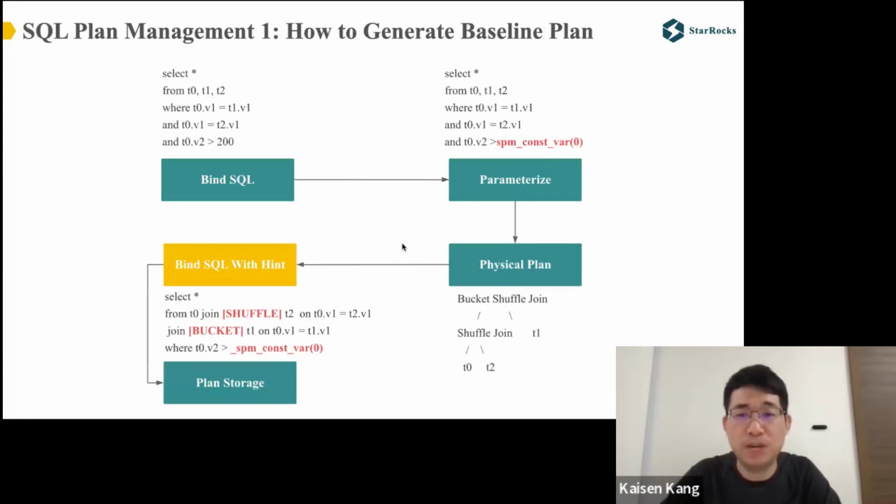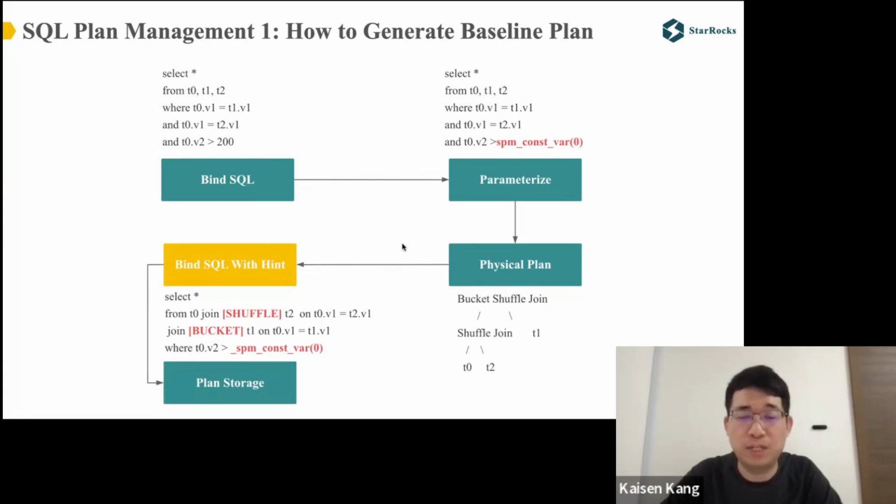Query plan management is divided into two parts in principle. First, how to generate and save the baseline plan, and second, how to apply the baseline plan. Generating a baseline plan is divided into three steps. First, parameterization of constants. Replace the query constants with the SPM function, where SPM is short for query plan management, which is a placeholder for the constant value.